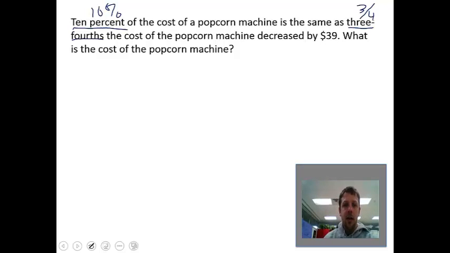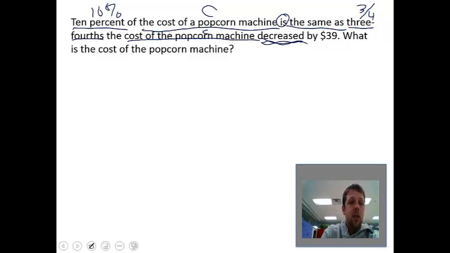Alright, let's go ahead and start building this. The second thing I need to do is figure out if there's anything I don't know. The cost of the popcorn machine. I don't know what that is. I also noticed that I see the word is, and that hints that maybe that's the equal sign. And I'm confirmed when it says the same as. So it sounds like that phrase means equals. Decreased means to go down by $39.